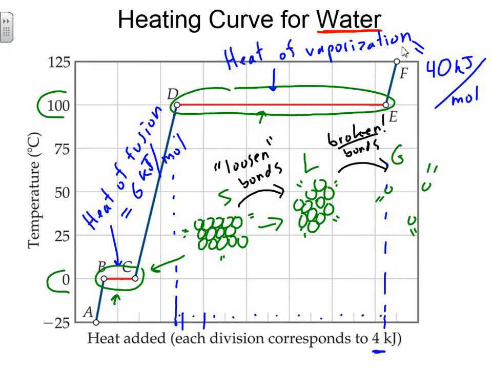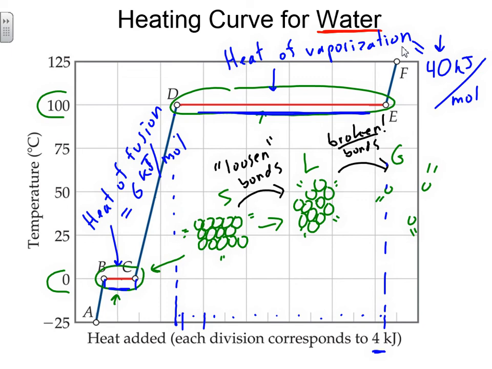So water's heat of vaporization is 40 kilojoules. And the fusion line looks to correspond to roughly 1.5 divisions, which would be about 6 kilojoules. So this is drawn to scale. In any heating curve that you see, the vaporization line will always be longer than the fusion line, no matter what the substance is.